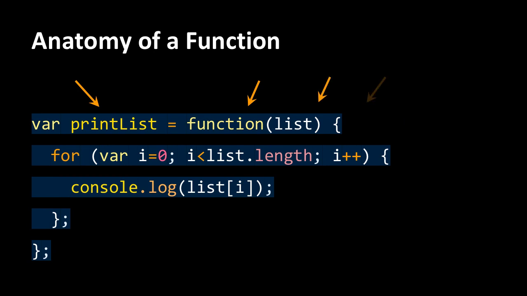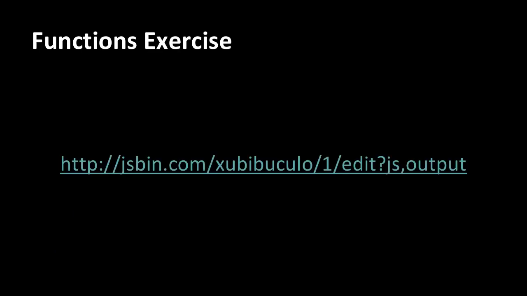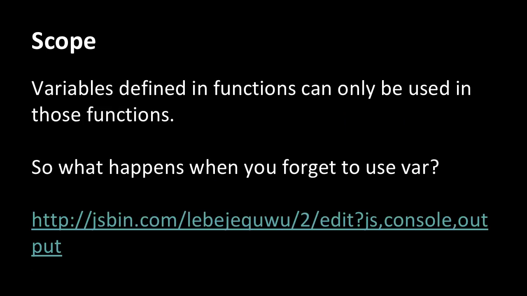So, yeah, there's little arrows pointing to stuff. So it's pointing to the semicolons and the code block there. So, yeah, declaring a function is different from a statement. Code in a function will not be run until you explicitly call it, which I think we all know about. And then, yeah, there was that. So we just did that example, our CodePen there, where we called the print list. We talked about scope, right?